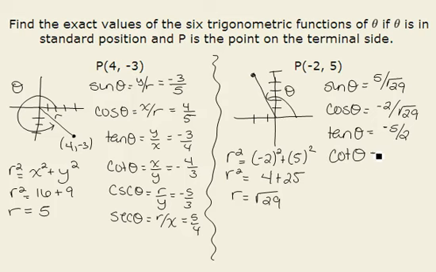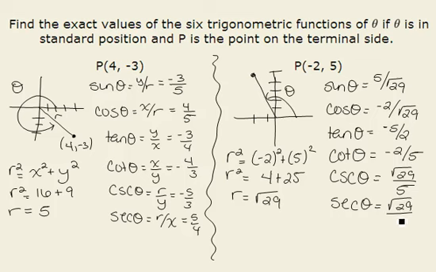Cotangent of theta is the reciprocal of tangent, which is -2/5. Cosecant theta is the reciprocal of sine, which is the square root of 29 over 5. And secant theta is the reciprocal of cosine, which is the square root of 29 divided by -2.